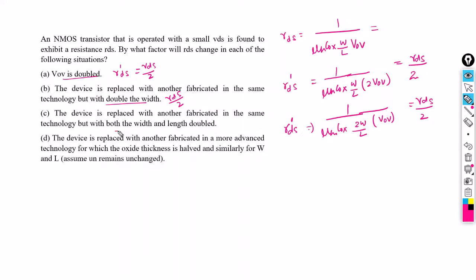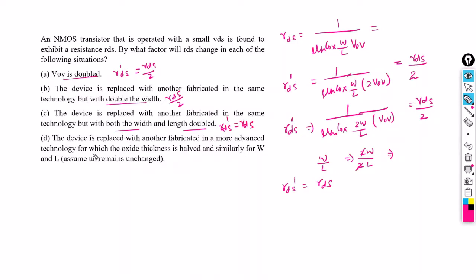In C part both width and length are double now. Now you see in denominator we have the ratio of width and length, W and L. So in your new fabrication, if you keep W as 2W and length as 2L, then you can see this 2 will cancel out and your new W by L will be same as previous W by L, which means there will be no change in resistance, which means your new resistance will be same as previous resistance.